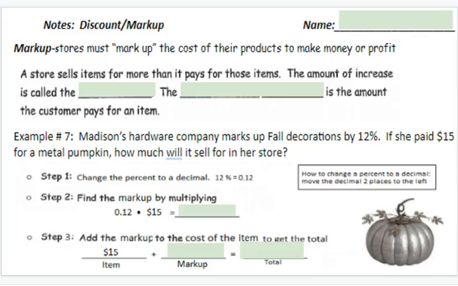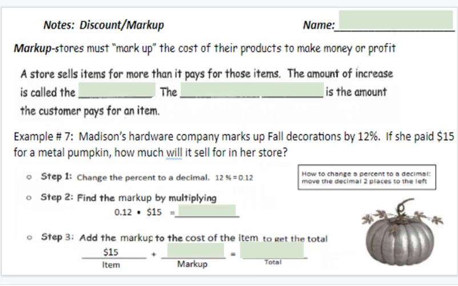All right, so stores must mark up the cost of their products to make a profit. If you think about it, if a store were to sell something for the exact same amount of money that they purchased it for, then they wouldn't be making any profit to go buy more supplies. So they have to charge more than what the material actually cost to keep their business running. So a store sells items for more than it pays for those items.